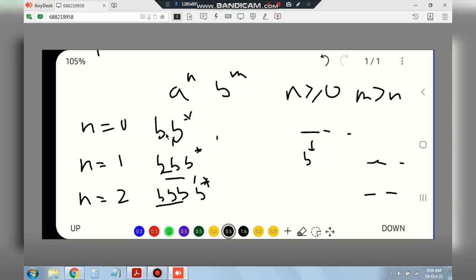So here the number of b's is equal to 1 plus n, right? If n is 0, we have 1 b here. If n is 1, we have 2 b's here. If n is 2, we have 3 b's here, right? So in this way, the number of a's is whatever count of a's there is, and b will be 1 more than that, right?